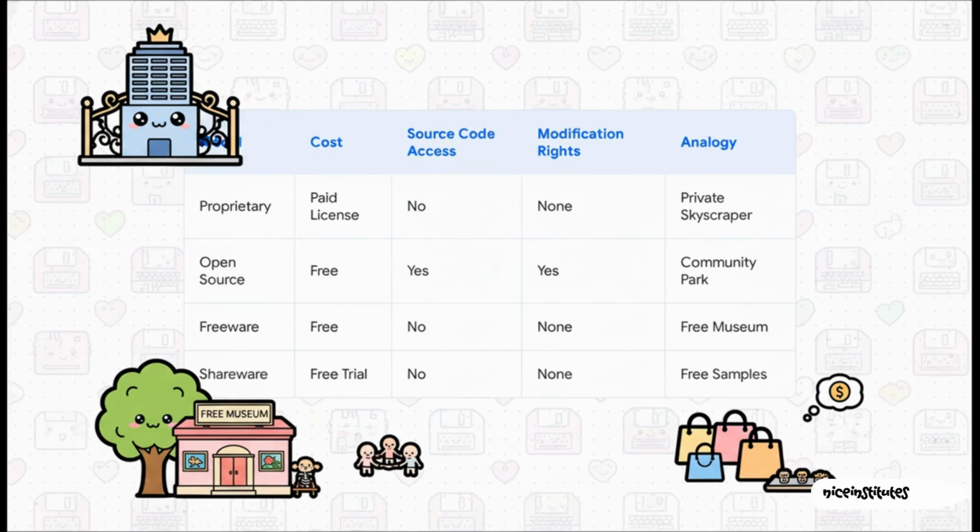Then you've got open source, which is like the community park. It's free, the source code is available to everybody, and that just fuels incredible innovation from developers all over the world. Next is freeware, which is kind of like a free museum. It's great to use at no cost, but you can't go in and change the exhibits. And finally, there's shareware. That's like getting free samples at a store. It's a chance to try before you buy.